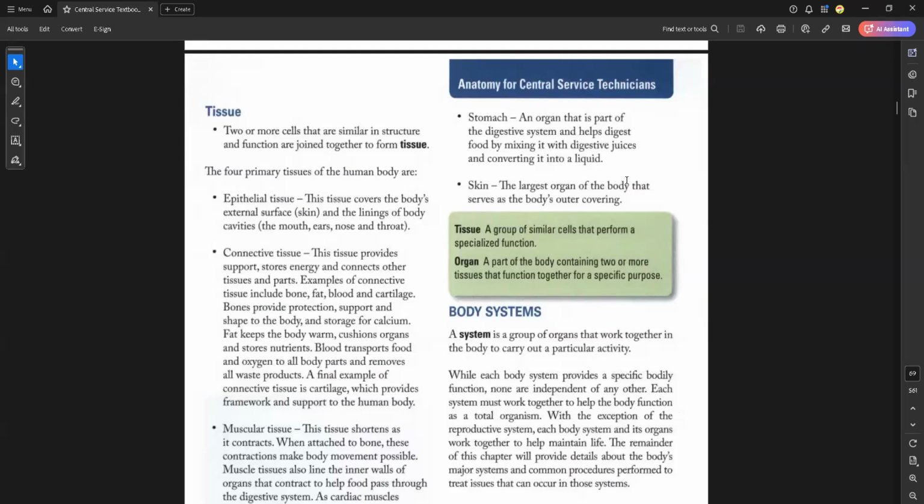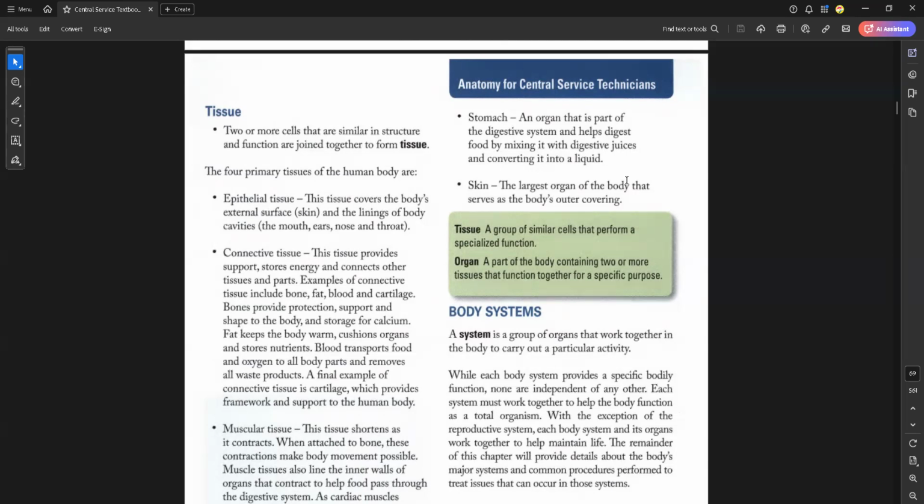Then we have the connective tissue. This tissue supports, stores energy, and connects other tissues, and blood is part of it. Muscular. We're able to move our muscles. Then we have the stomach, an organ, as a part. Then we have the skin.